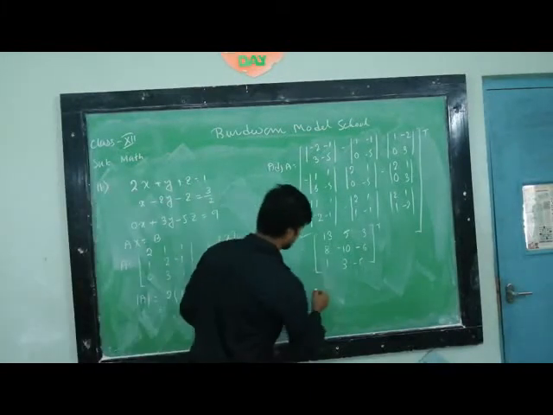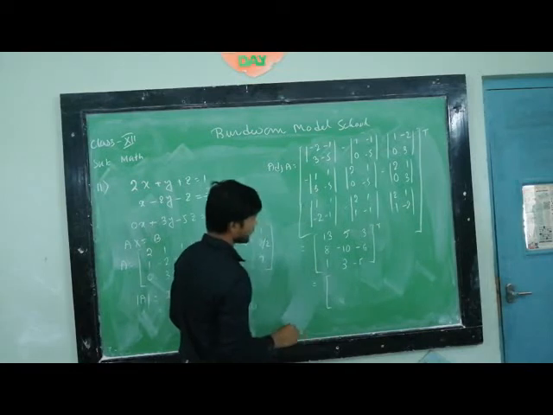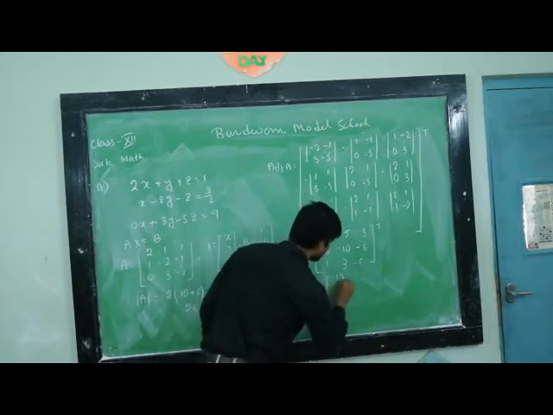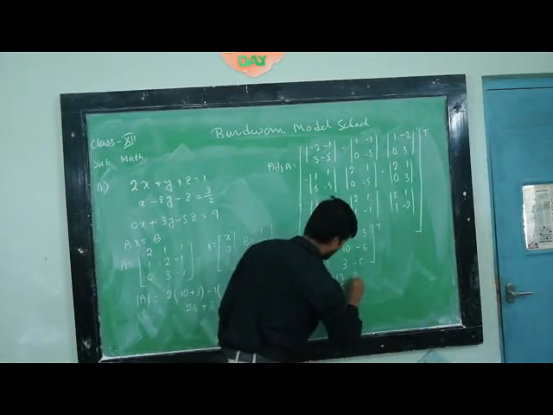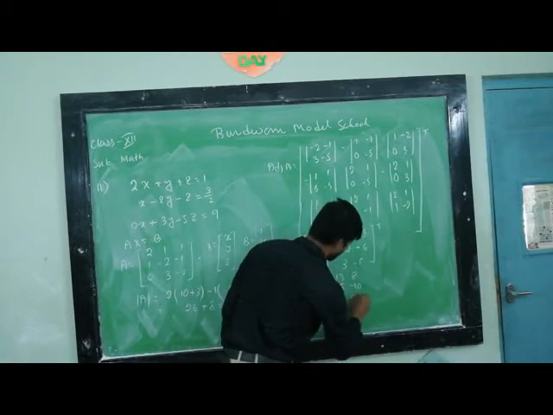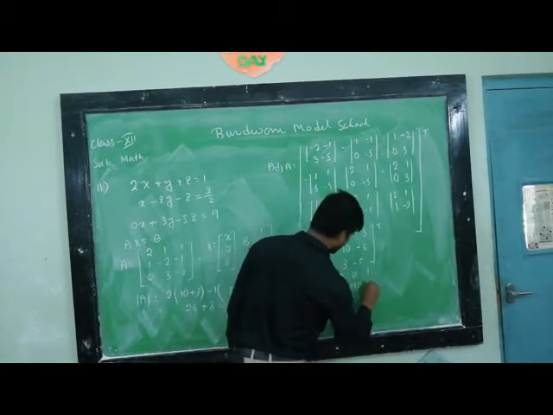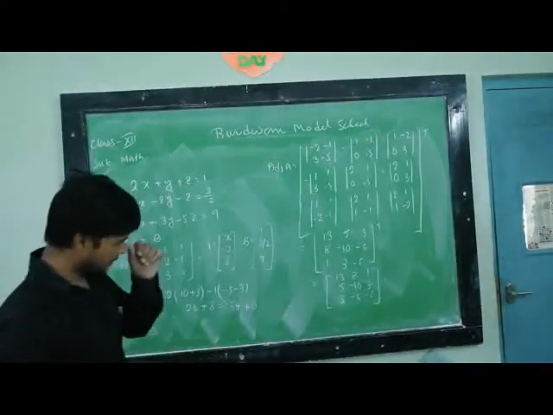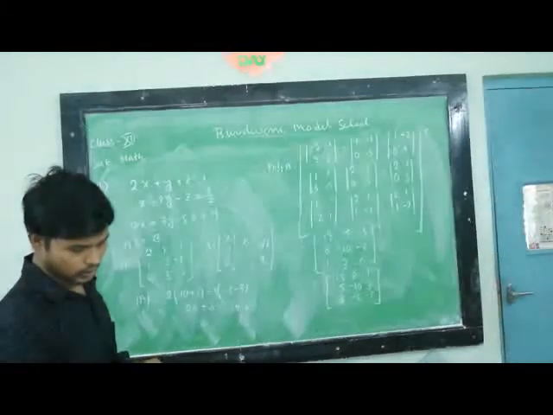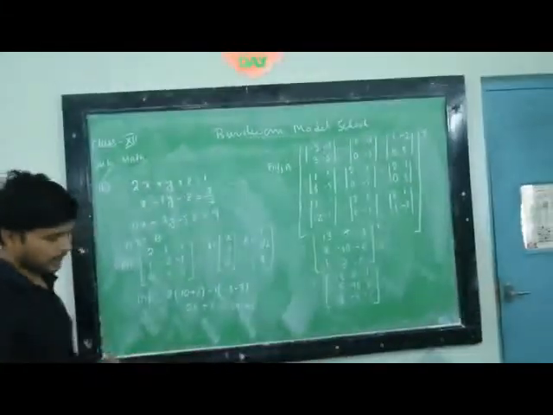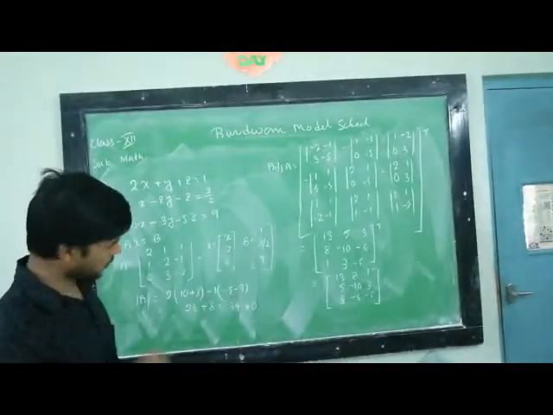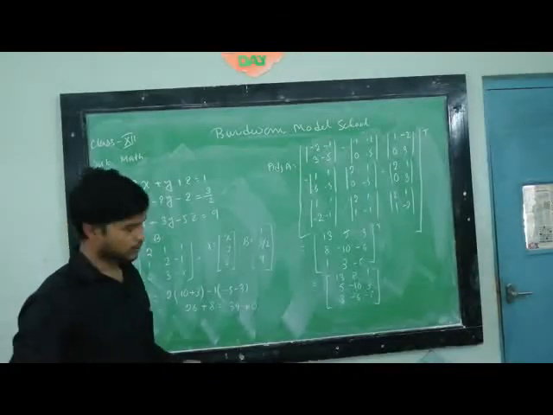Okay, so that is equal to, writing the columns into rows, 13, 5, 3, 8, -10, -6, 1, 3, -5. So this is the adjoint of the matrix A. The adjoint of the matrix A is equal to this, with entries 13, 8, 1, 5, -10, 3, 3, -6, -5.